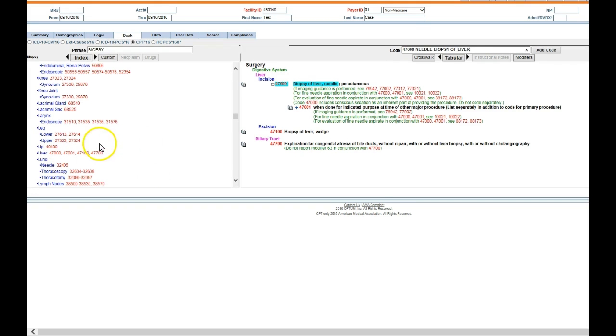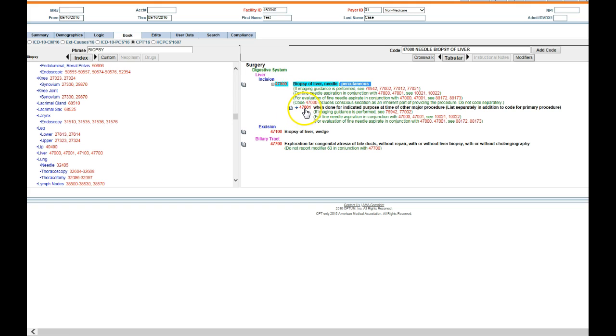So we have the biopsy of the liver, and as you can see, we have a few options here. We're seeing that we have 47000, which gives us the biopsy of the liver, and the way it's done is percutaneously. Now we have parenthetical notes underneath this procedure explaining that if imaging guidance is performed, see these codes right here. So what we want to do is verify, or do a process of elimination of other biopsies that fall on the same page in your CPT book and in your coding manual.